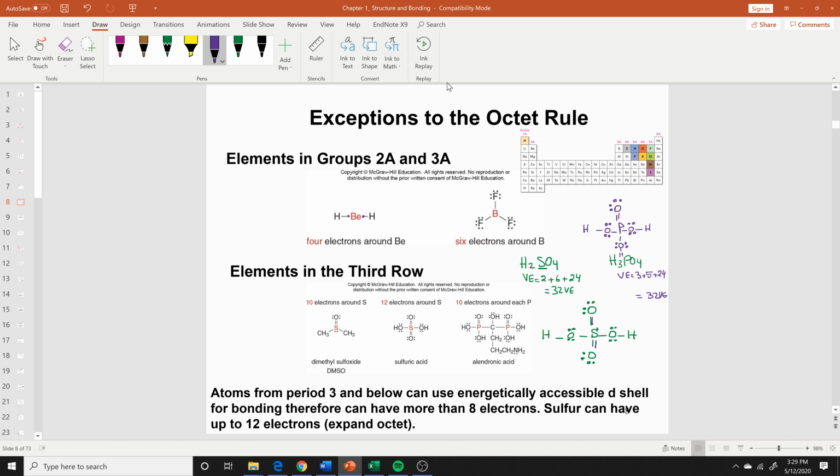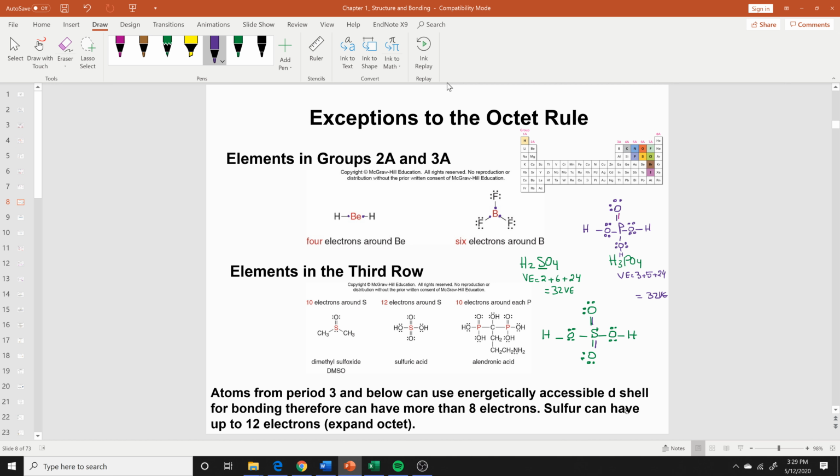Boron has 3 valence electrons in its outermost shell. This is 1, this is 2, and this is 3. So boron owns the 3 electrons and makes bonds with the 3 groups, so it shares 6 electrons. So there are 6 electrons around the boron. Another exception to the octet: boron cannot make 8 electrons, beryllium cannot make 8 electrons, magnesium cannot, calcium cannot, they cannot make 8 electrons at all.